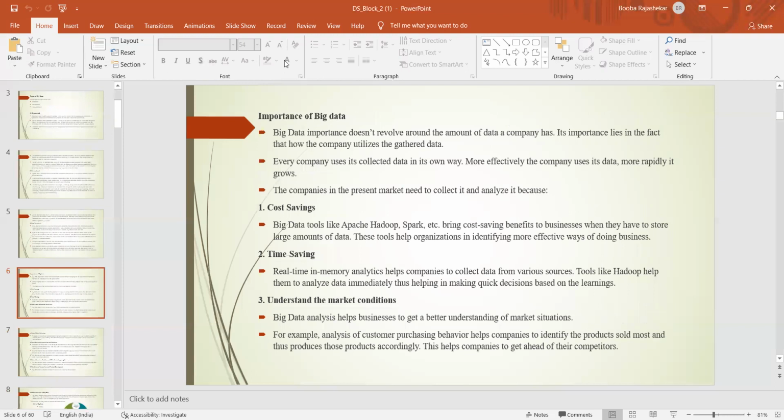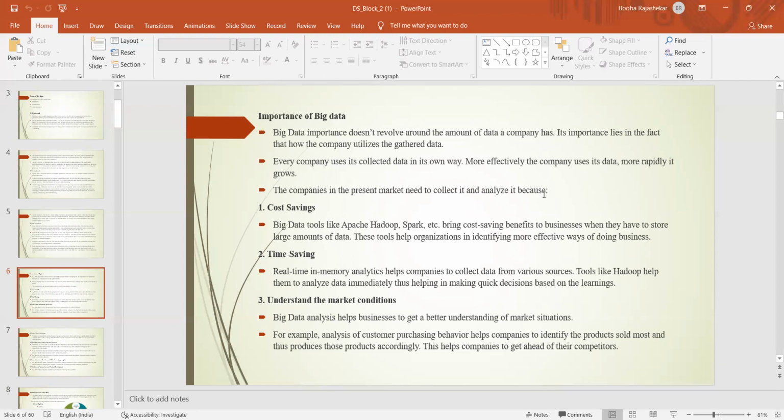Next one is the importance of big data. What is important about it? The importance of big data does not revolve around the amount of data a company has. Its importance lies in how the company utilizes the gathered data. Every company uses its collected data in its own way. The more effectively the company uses this data, the more it will grow. The companies in the present market need to collect and analyze the data.